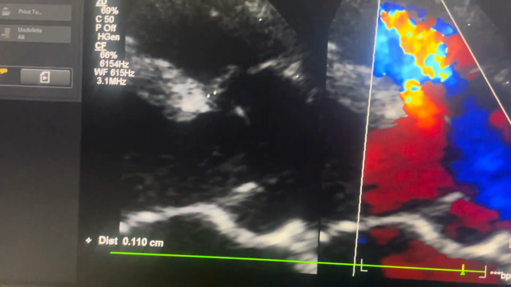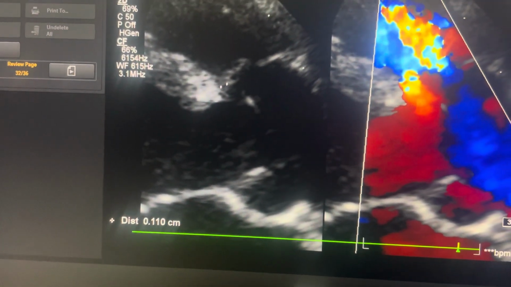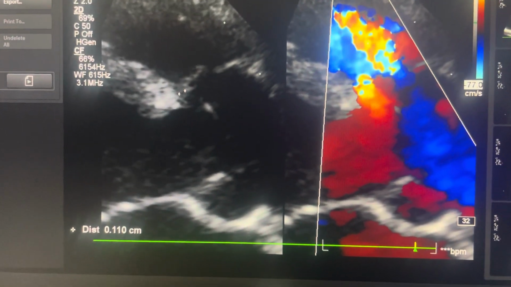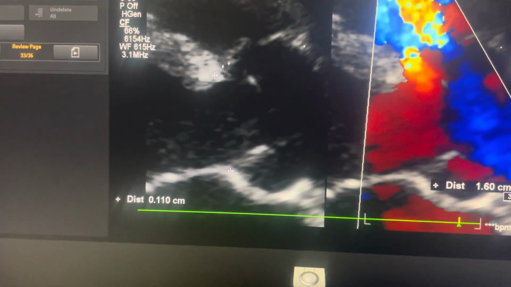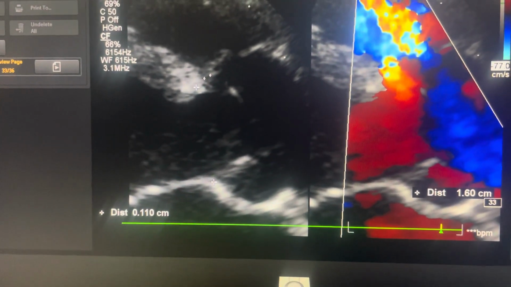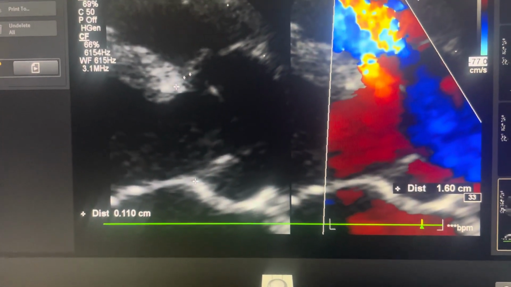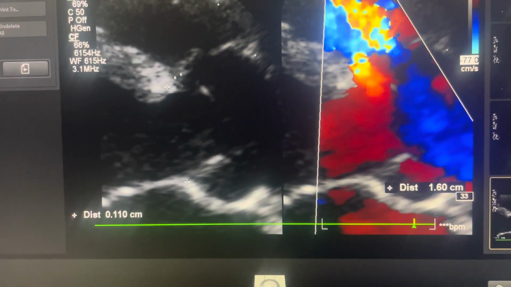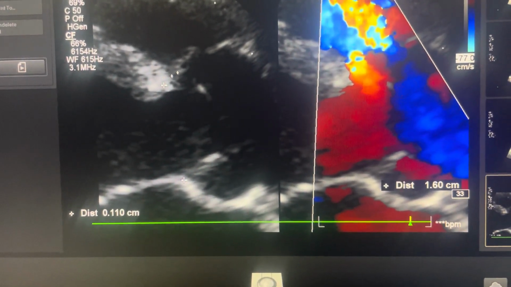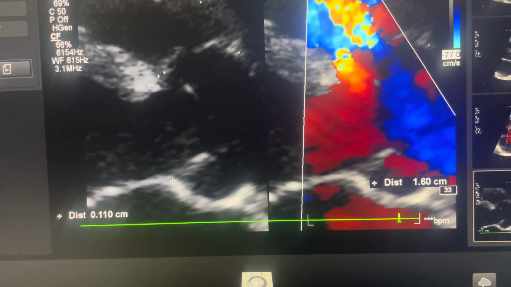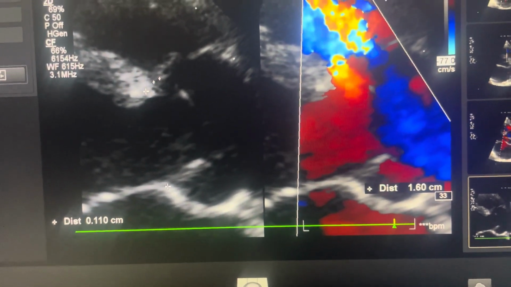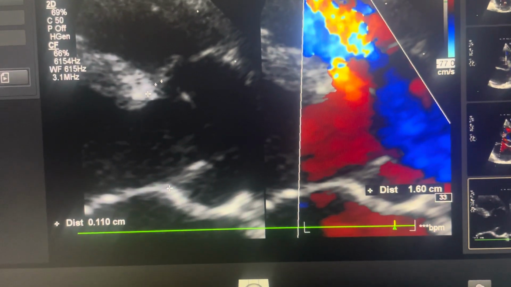Here the size of VSD is only 1.1 millimeter. If you measure the size of the aorta, that is 11 millimeter. So almost 10% of that of the aorta. So VSD is likely to close, but VSD is also damaging the aortic valve, causing AR. So in this case, even though VSD is likely to close, it needs to be closed early so that no further damage happens to the aortic valve.